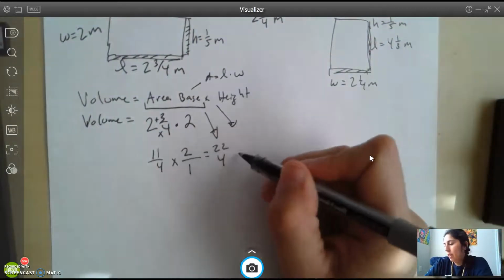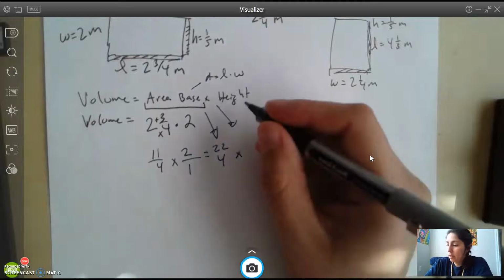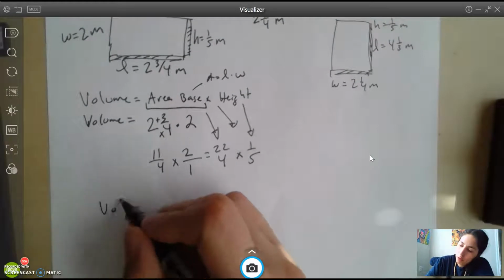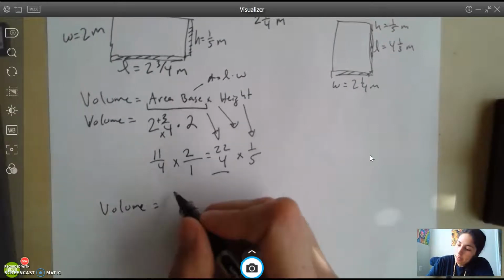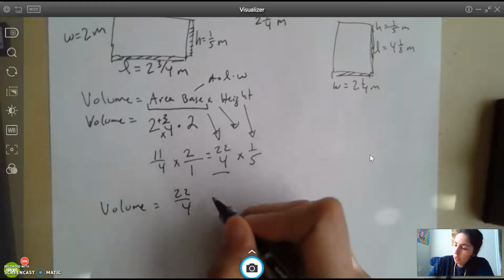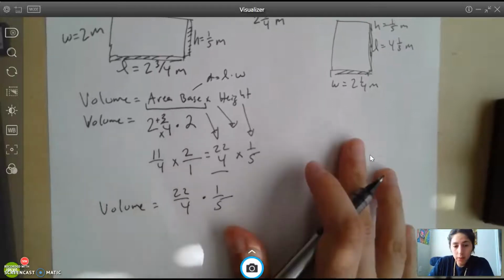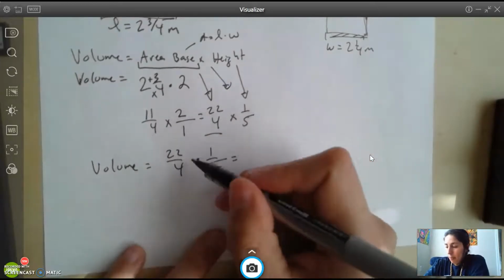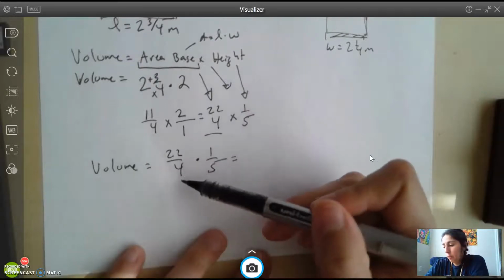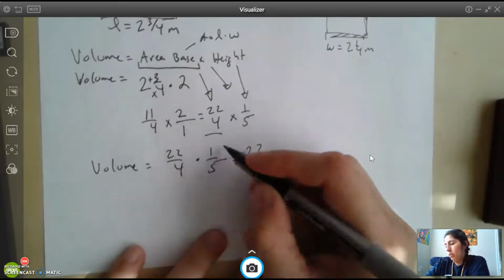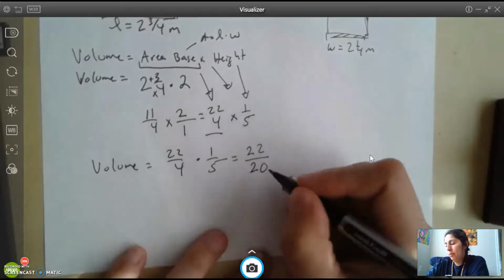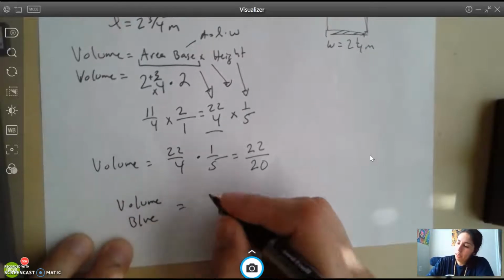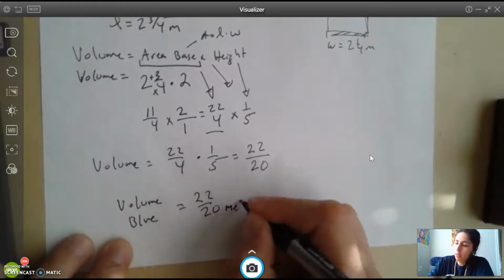I'm going to bring everything else down times my height, and my height is 1/5. Okay, so almost done. I have my area of the base, which is 22 over 4 times 1/5. When I multiply fractions, numerator times numerator, denominator times denominator. 22 times 1, 4 times 5. Okay, so I have volume of the blue shape is equal to 22 over 20 meters.